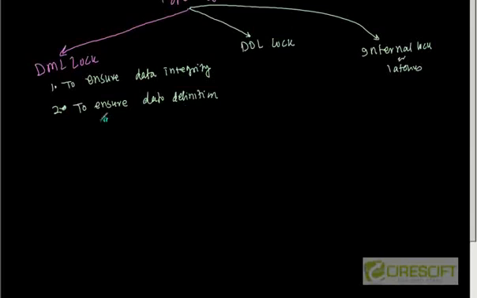DML locks can be acquired at two levels. The first one is at the row level, and the second one is at the table level.